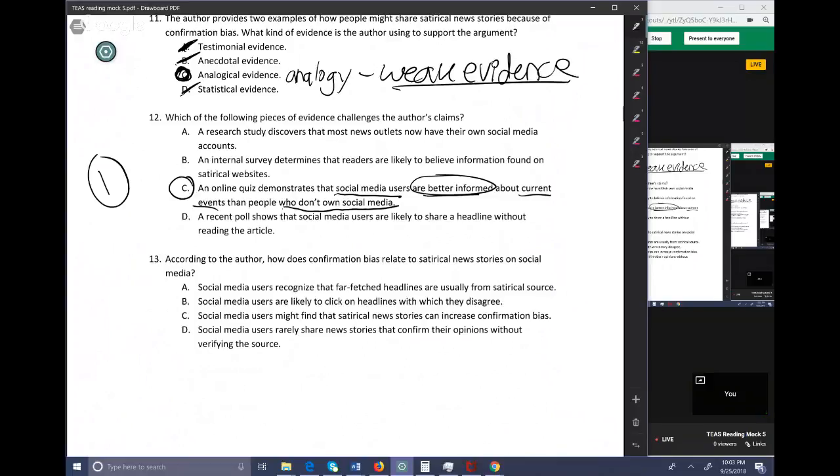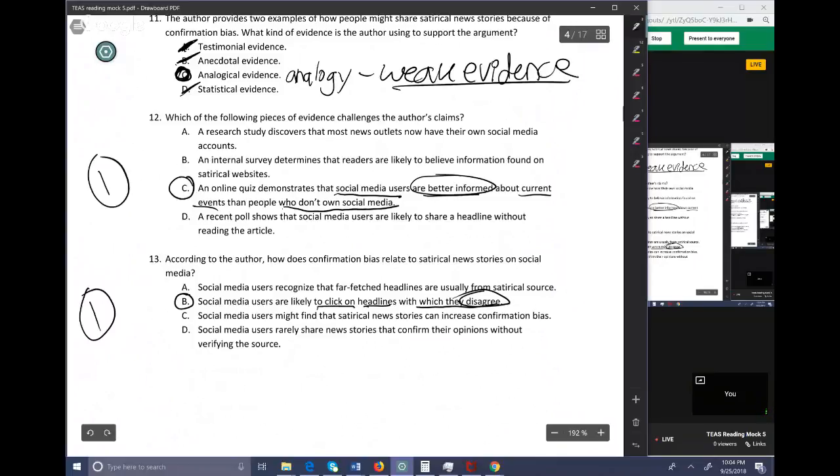13, according to the author, how does confirmation bias relate to satirical news stories on social media? So this is also reading one. It has to do with your understanding of how he used this. And this is going to be B, because it says social media users are likely to click on headlines with which they disagree. If you struggled with this one, you struggled with it because of the disagree.